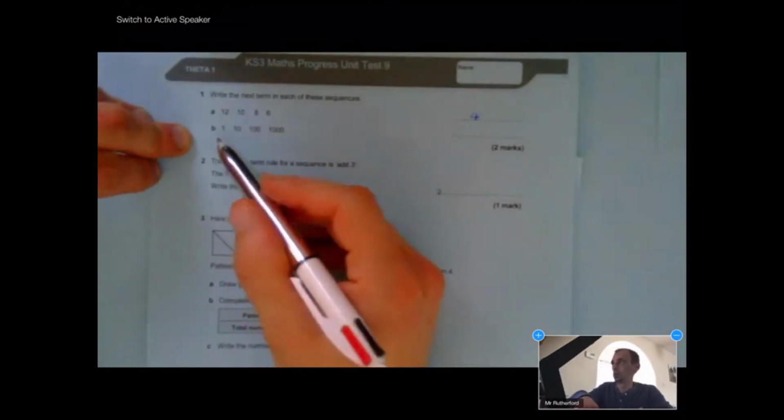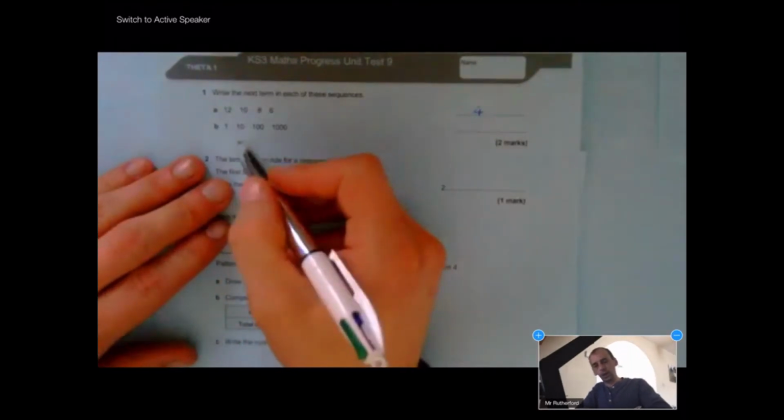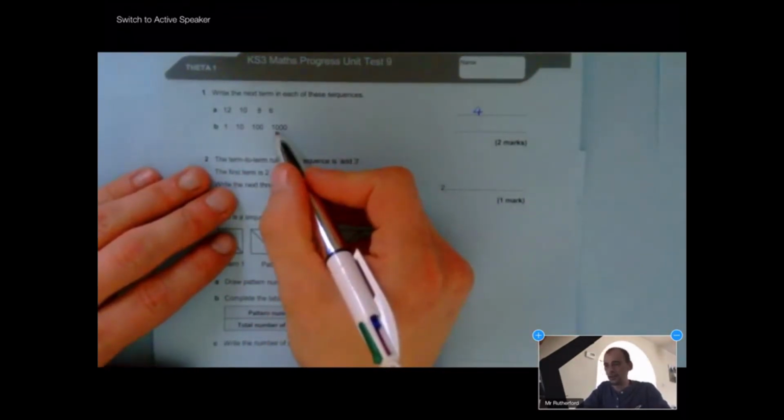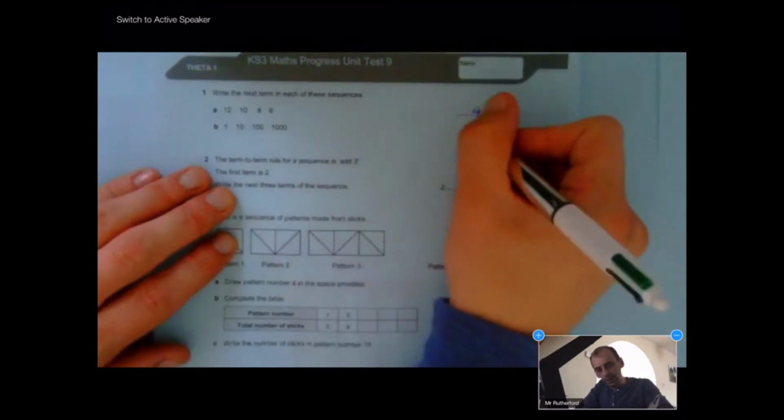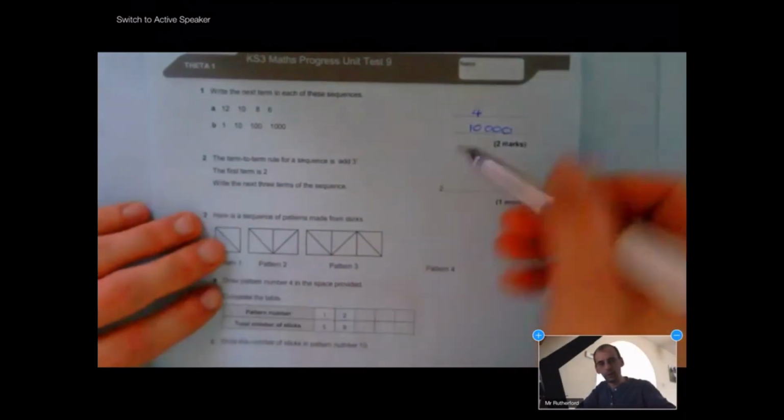On part B, it is not an arithmetic sequence. We are timesing by 10 each time. So 1000 times 10 is 10,000. Okay, well done if you got both of those correct.